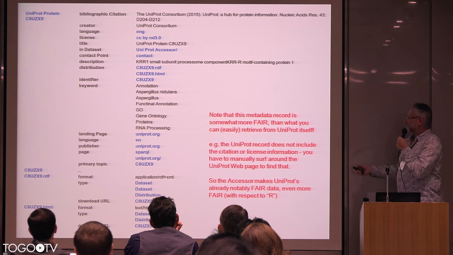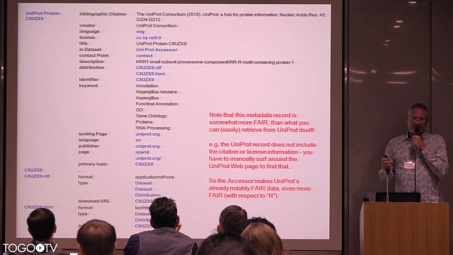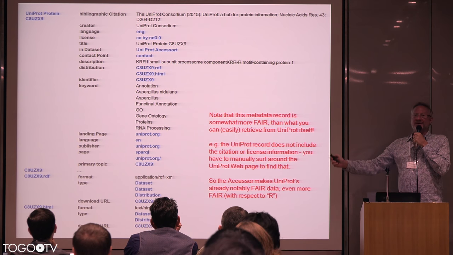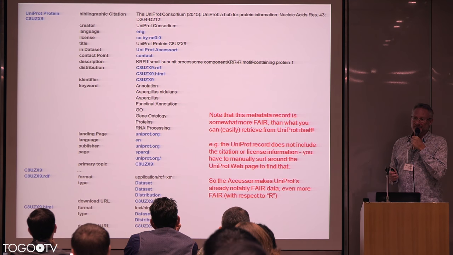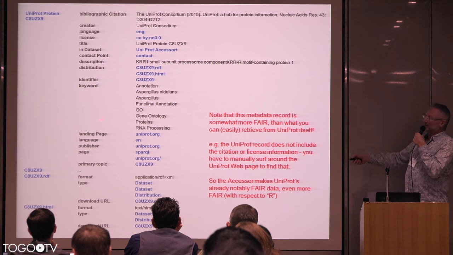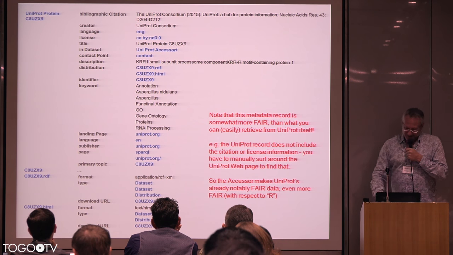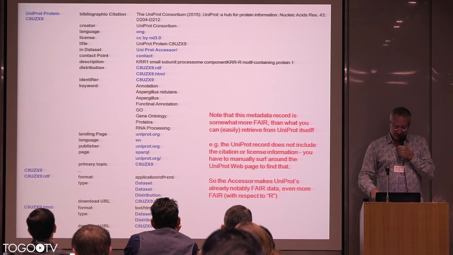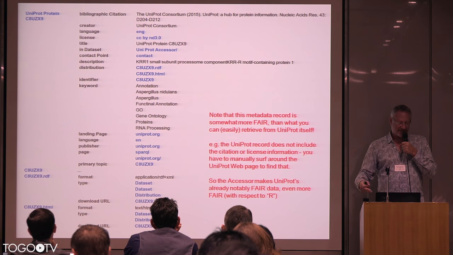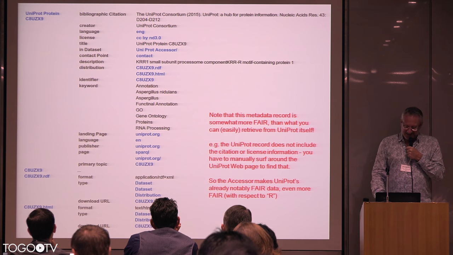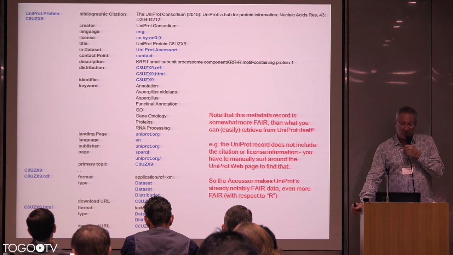This is even more FAIR, because there is a clear machine-readable path from this record to the citation information for that record. There's a distinct way to get to the citation, which UniProt doesn't provide you if you simply download the UniProt data and the license and so on. So it's taking UniProt's FAIR data and making it even more FAIR.